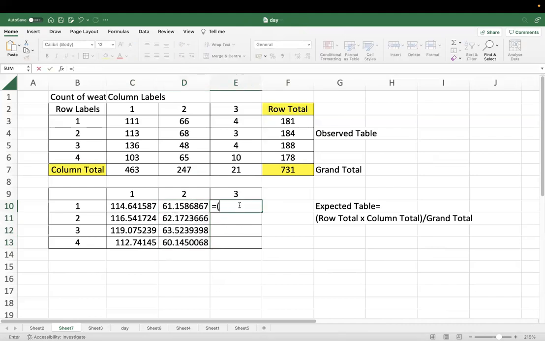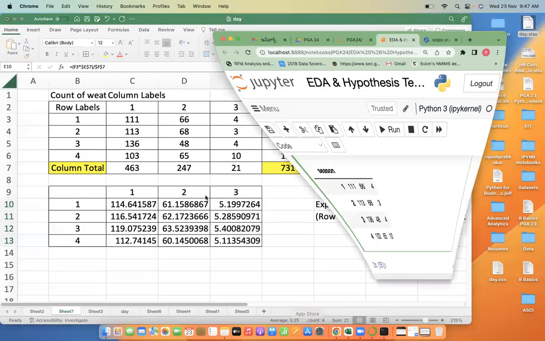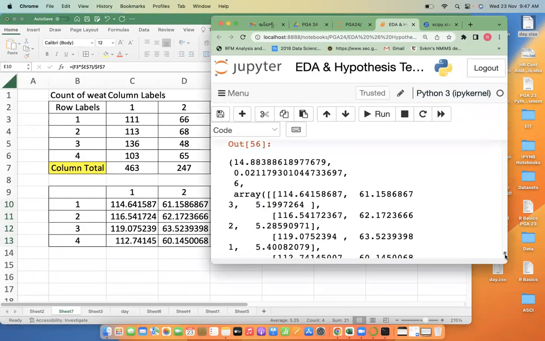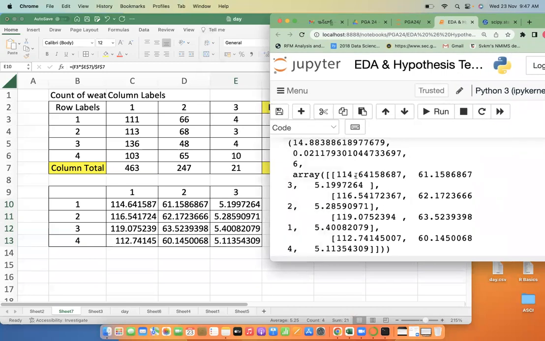Similarly, is equal to open bracket row total multiplied by column total will change, Fn plus F4, divided by grand total, which again remains constant, Fn plus F4. So I will drag it down. Now, if I go to Python, I would have got the same values, see here, 114.64, 61.15, 5.19. See these metrics which are there here, they exactly match with this metrics.